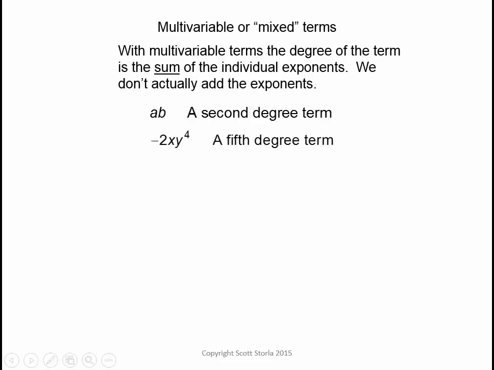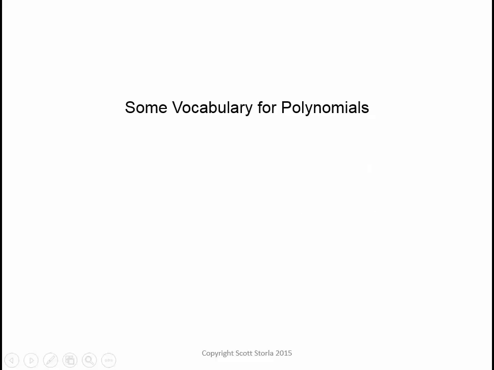This would be a fifth degree term because the exponent on x would be a 1, and on y we have a 4, and 1 plus 4 is 5. And this would be considered a seventh degree term because the sum of the exponents is 7. Well, that concludes this video where I've gone through some of the vocabulary you'll be using for polynomials.